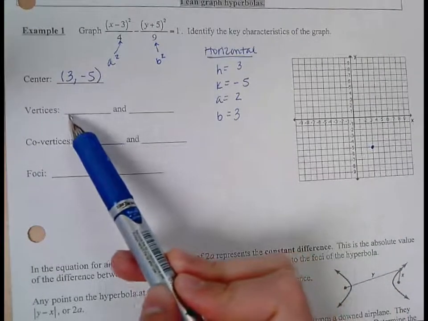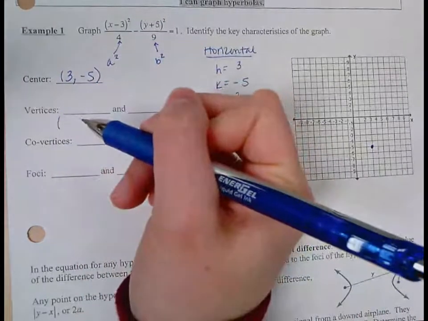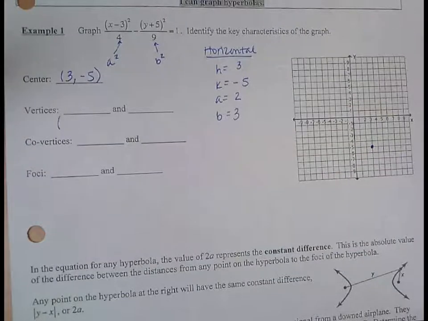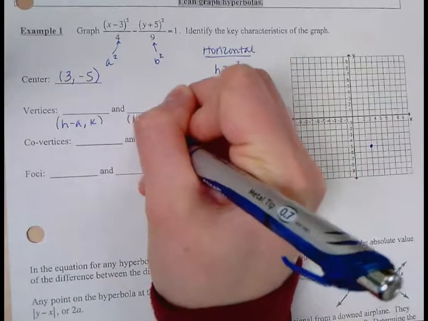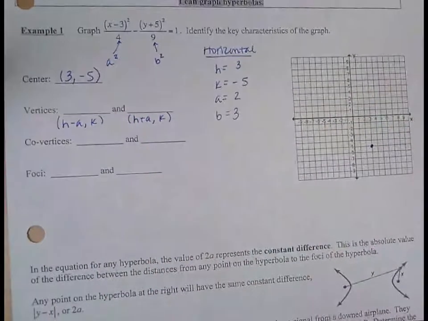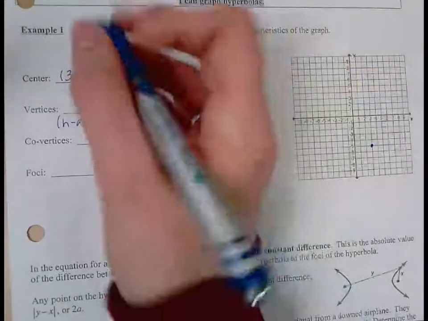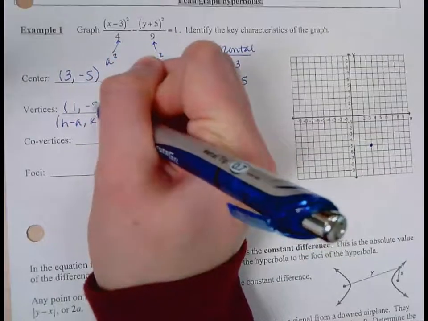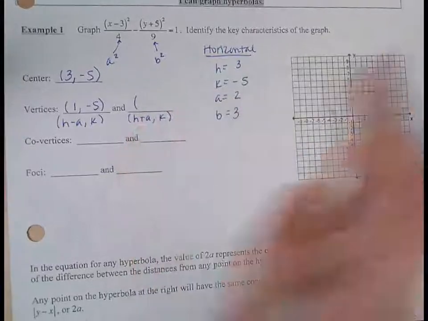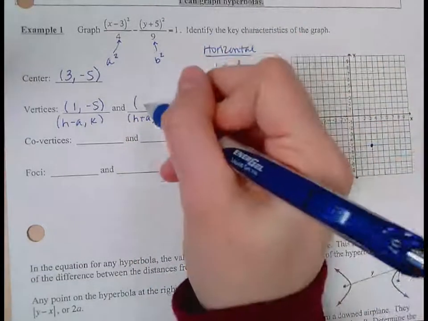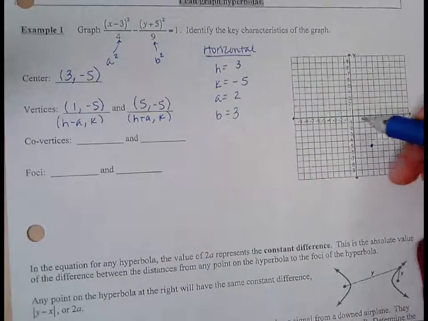So for vertices, I'll write the formulas down here underneath. The left vertex has coordinates h minus a, k, and the right one is h plus a, k. So h minus a would be 3 minus 2. So it'd be 1, negative 5 would be the leftmost vertex. And then h plus a, 3 plus 2 is 5. So 5, negative 5 is going to be the rightmost vertex.